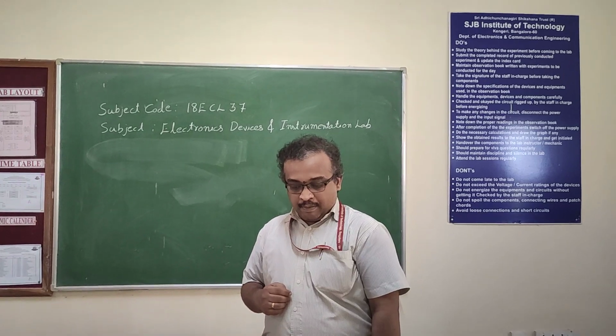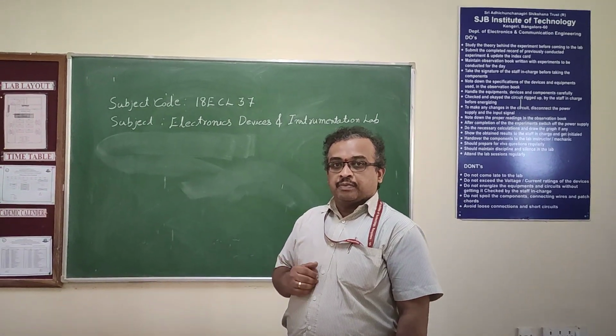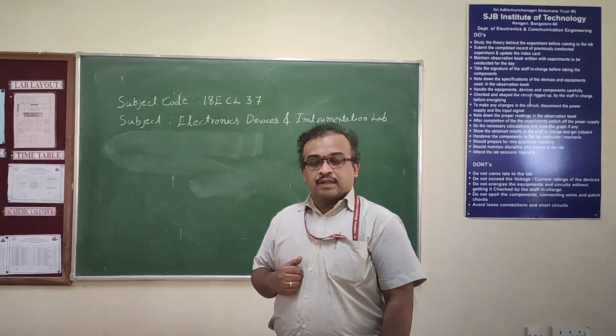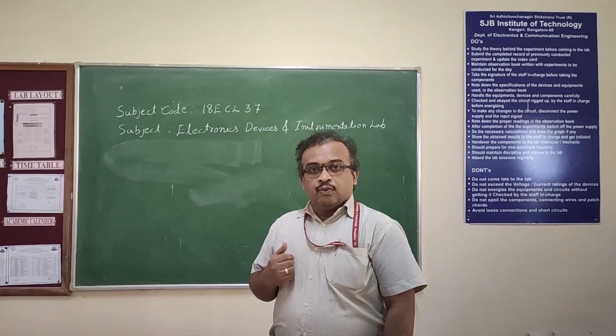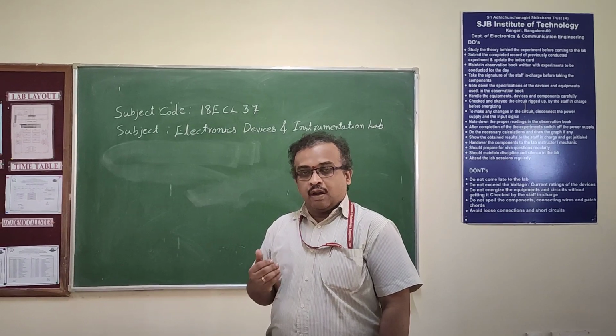The last experiment in Part A is all relevant to measurement, which is an instrumentation experiment, where we find the resistance of an unknown resistor using two well-known bridges, that is Wheatstone as well as Kelvin's bridge. So this is all Part A experiments.